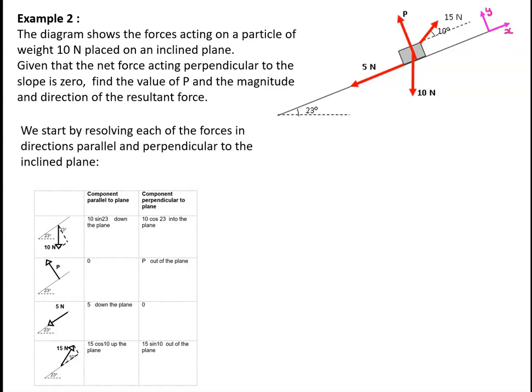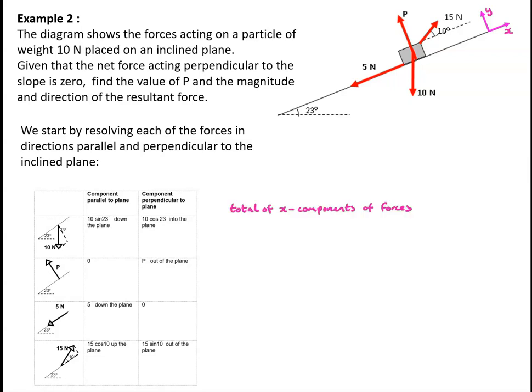Now we're told that the net force, or the total force acting perpendicular to the slope, is 0, and we've got to find the value of P and the magnitude and direction of the resultant force.